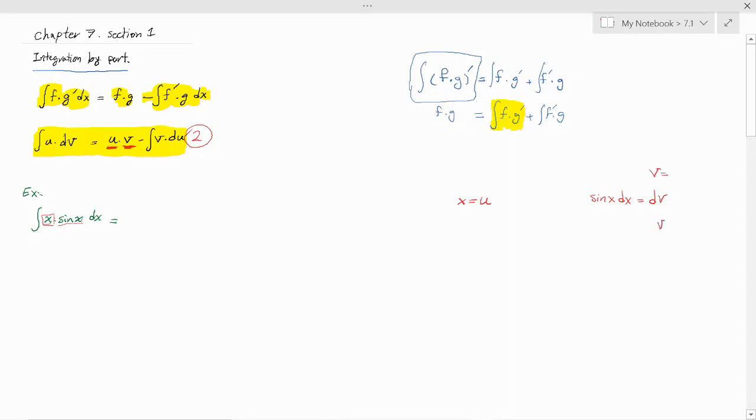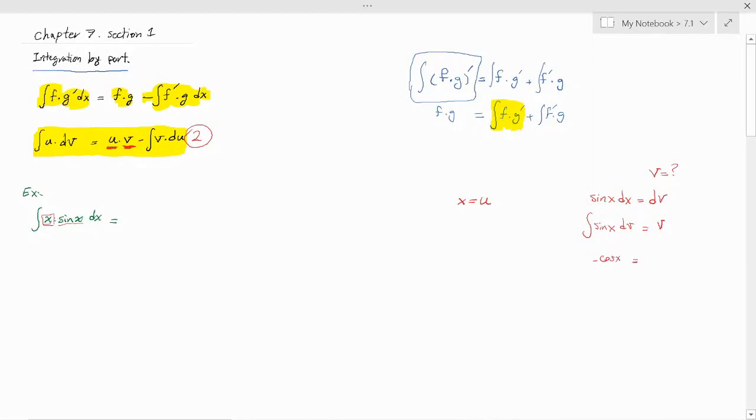v basically would be the integral of dv. So v is the integral of both sides, because the derivative of v is given. If you want to find v, you just need to take an integration. So if we integrate sine x dx, what is the integral of sine x? It was negative cosine x. So this would be negative cosine x.